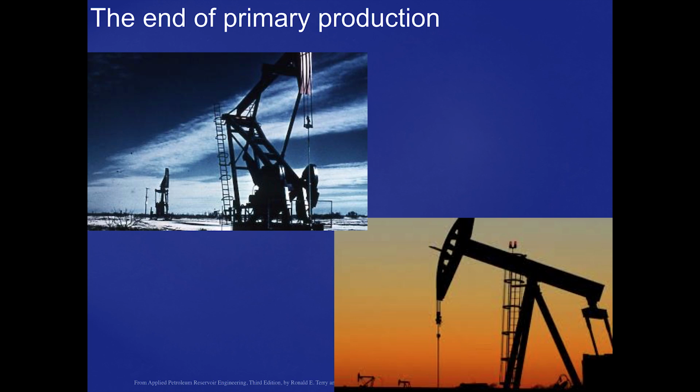At the end of primary production, typically we'll put in these kind of pumps, these beam pumps. You might have seen these driving around and looking at oil and gas fields. These are used at the end of primary production to bolster the energy of the formation to help remove a little bit more of the hydrocarbon from that formation.